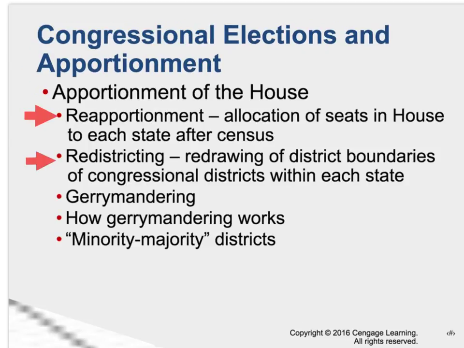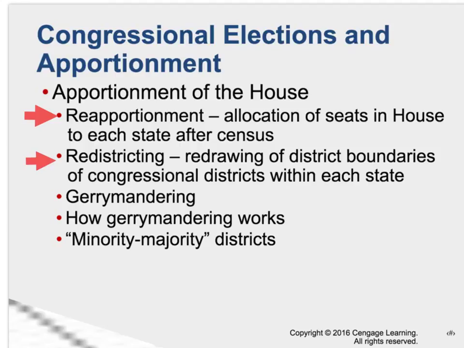Let's talk about apportionment and redistricting. Apportionment is the allocation of legislative seats in the House after each census. That would be reapportionment. One important aspect of drawing district lines is gerrymandering. Let me tell you the difference between reapportionment and redistricting. Reapportionment, as I said, that allocates the seats in the House to each state. That determines how many seats in the House each state gets.